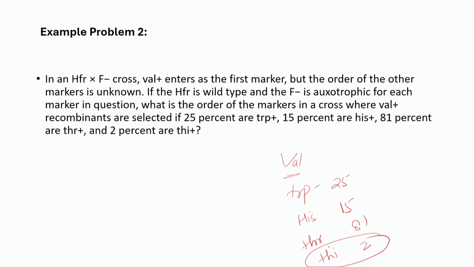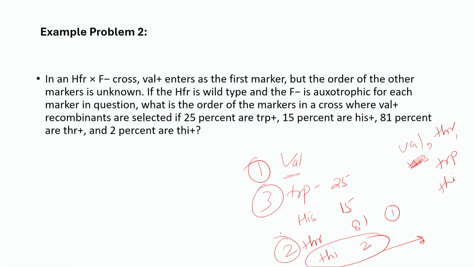Right? So the least is this. So this must be the most distant one. The closest is this. It's valine and then threonine. Then comes the TRP and then comes the thymine. So 1, 2, 3 and 4 and finally this is the fifth. Right? So just by looking at the percentage of the recombinants that you are getting, the maximum number of recombinants you will get for those genes that are close, right? The least recombination will be those that are further away.